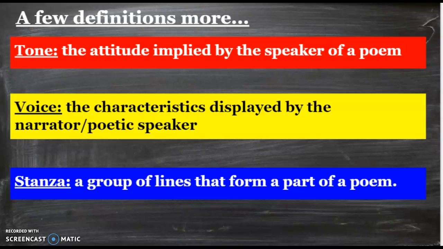All right, and then just a few more, guys, that you may need to know when we go into poetry here. Tone is the attitude that's implied by the speaker of a poem. We've talked about this in class, right? Like, don't you take that tone with me. Tone are words that we use to describe attitudes, right? So maybe you have a poem that could be lighthearted, or maybe it's a little bit sad, or that kind of thing. That's what tone is looking at.